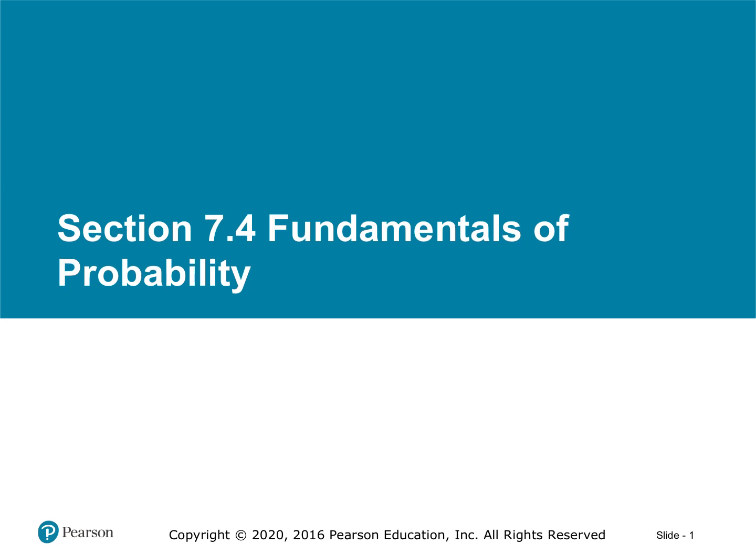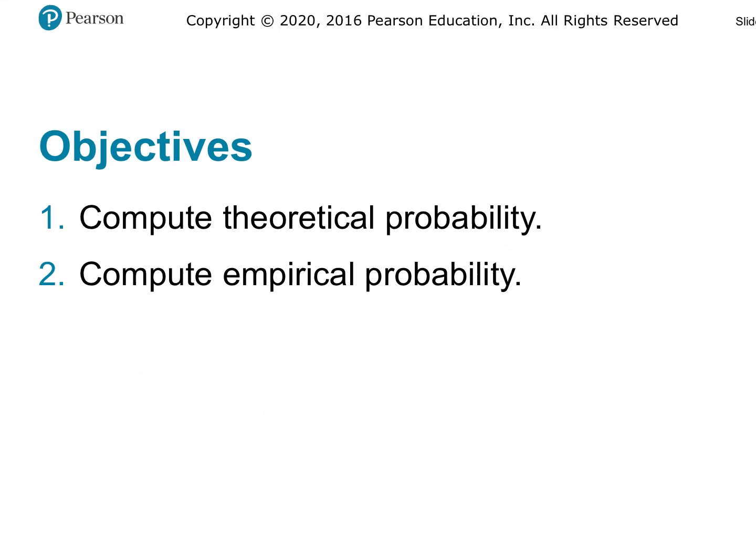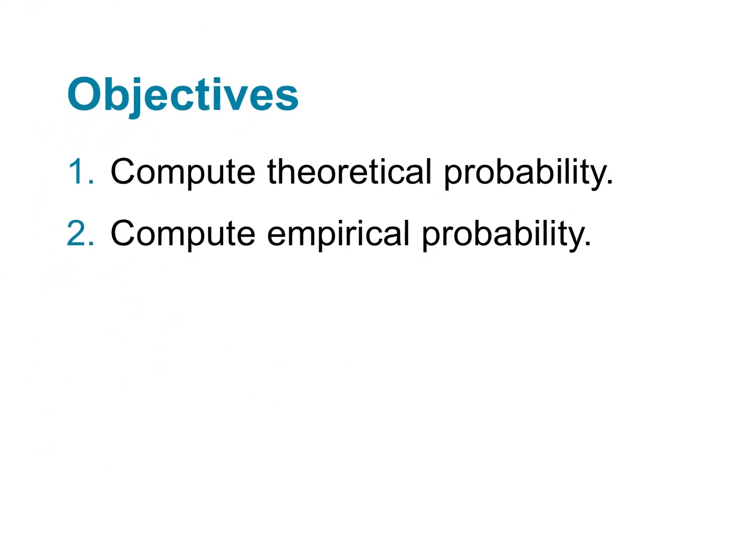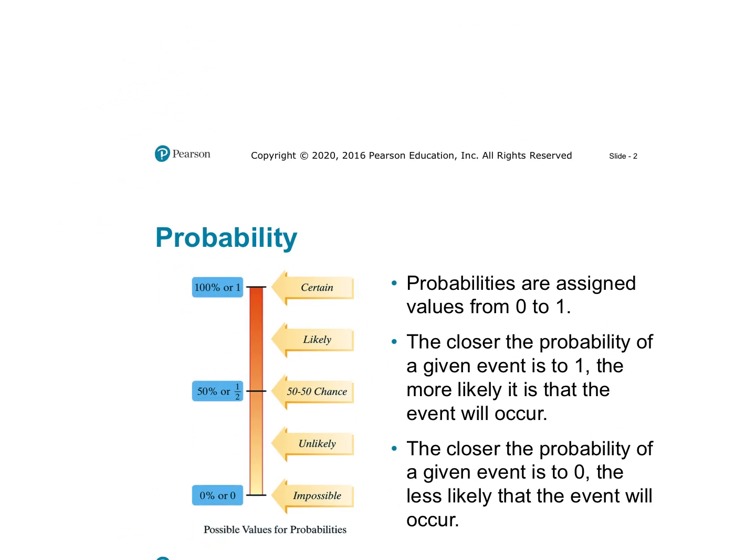Welcome back. This is 7.4, Fundamentals of Probability. So our objectives are to compute the theoretical probability and compute empirical probability.